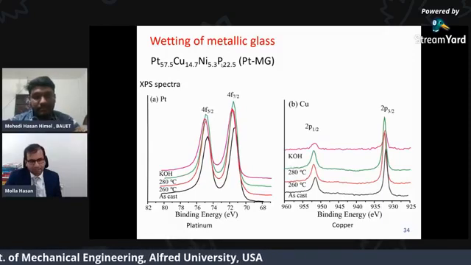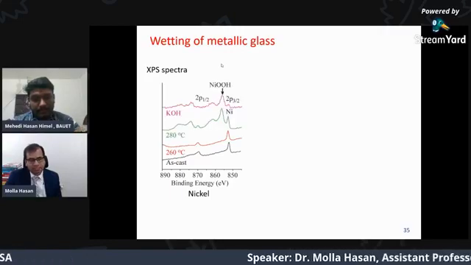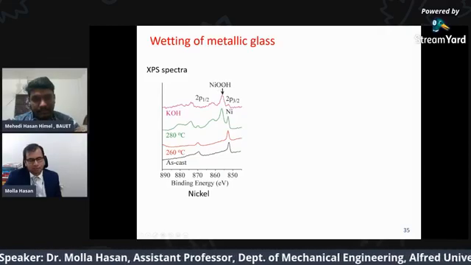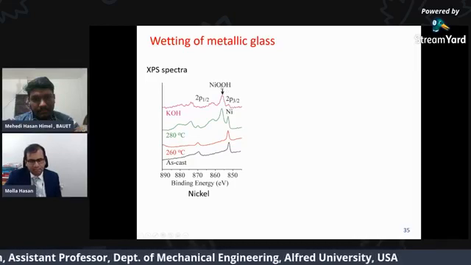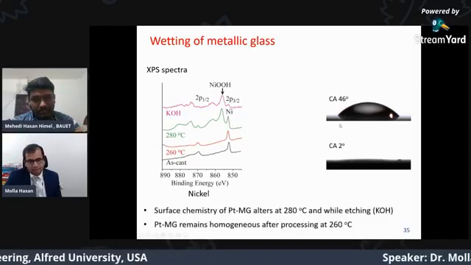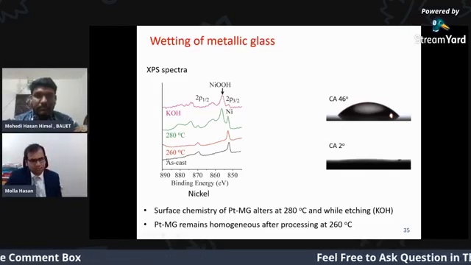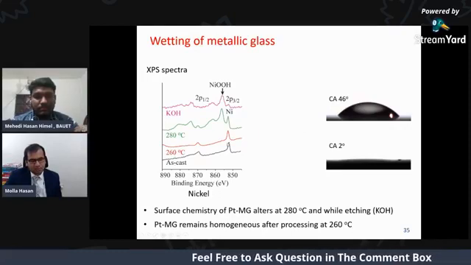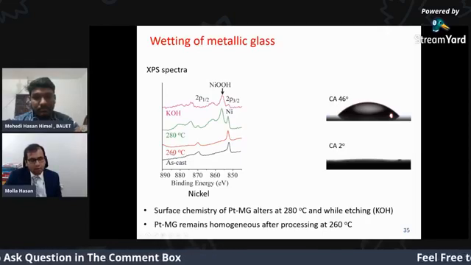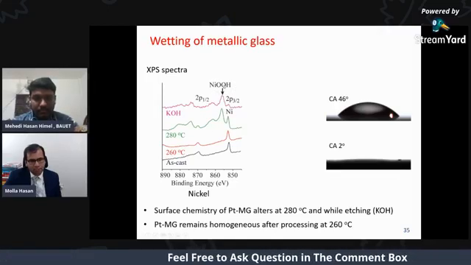And we saw that platinum does not change, the copper neither, but the nickel actually changes. Nickel changes to nickel oxyhydroxide, and this is hydrophilic in nature, so that's why the contact angle decreases. But the good thing is that we found that at 260 degrees Celsius, there is no nickel oxide formation. So we decided to carry out our fabrication at 260 degrees Celsius to avoid the formation of nickel oxide.